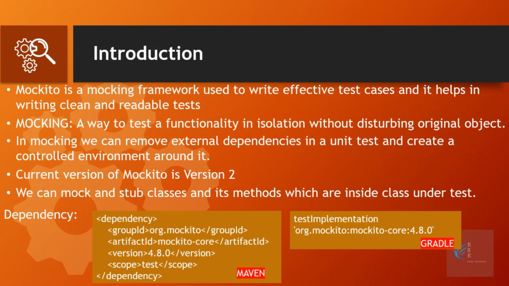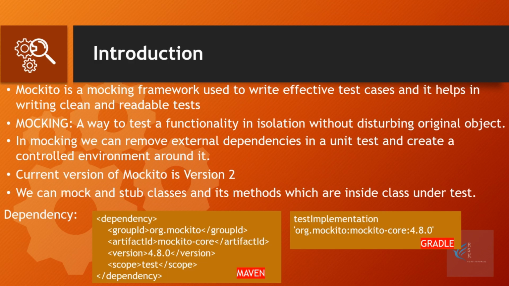So what is mocking? This is the first question that comes up in Mockito. Mocking is a way to test a functionality in isolation without disturbing the original object. So basically, in mocking, we can remove external dependencies in a unit test and create a controlled environment around it. The current version of Mockito is version 2.